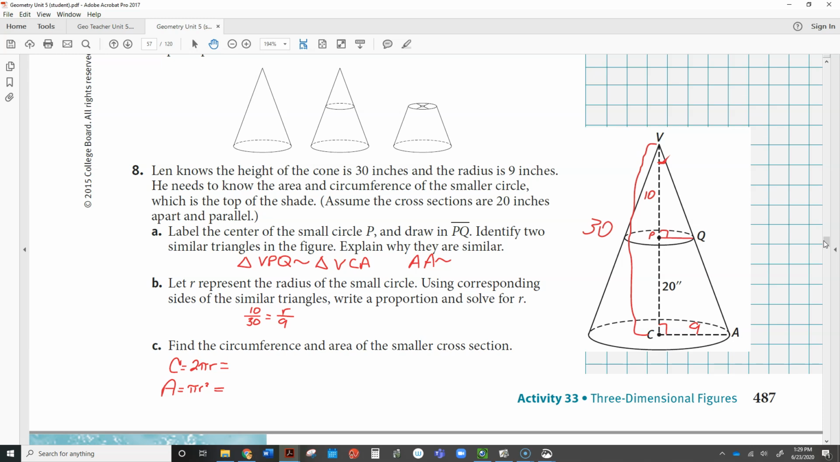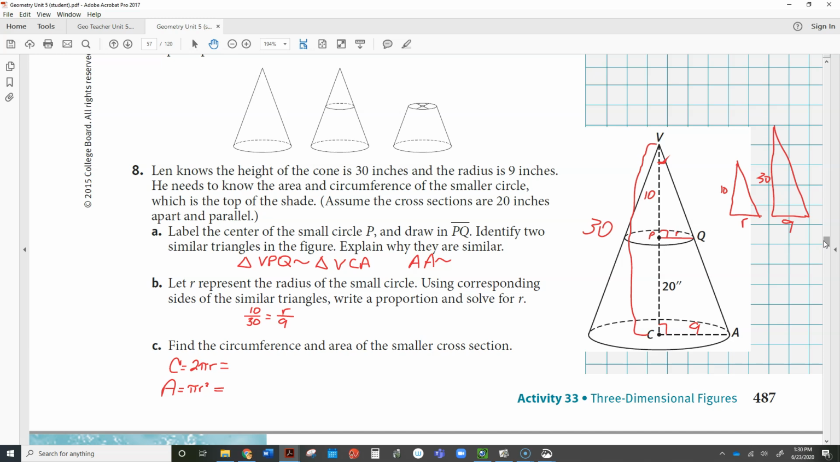So of triangles right now, I have to use the similar triangles. I can't use the pieces of parallel lines because I'm not using the transversals, I'm using the parallel lines. So this is R right here, this is 10, this is 30, and this is 9.